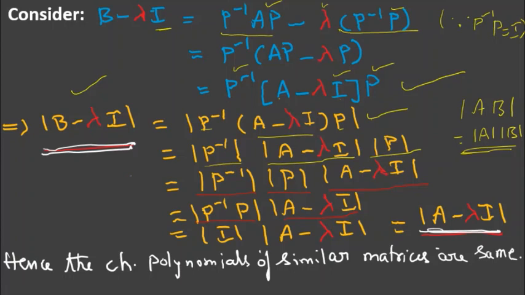So what did you get finally? det(B - λI) is equal to det(A - λI), that is, the characteristic polynomial of B is equal to the characteristic polynomial of A. So A and B have the same characteristic polynomial, hence they will have the same characteristic values also.